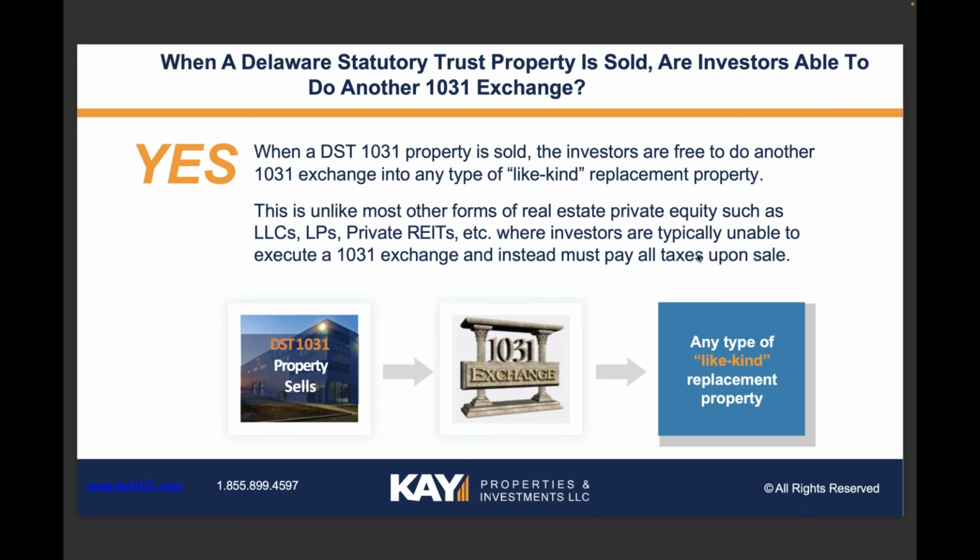Whereas with the DST, if you 1031 into the property, or if you make a direct cash investment, which a lot of investors like to do, to diversify out of the stock market, get away from volatility in the stock market, looking for potential tax advantages, potential monthly distributions, when that DST property is sold, you're able to do another 1031 exchange into any type of like-kind replacement property.